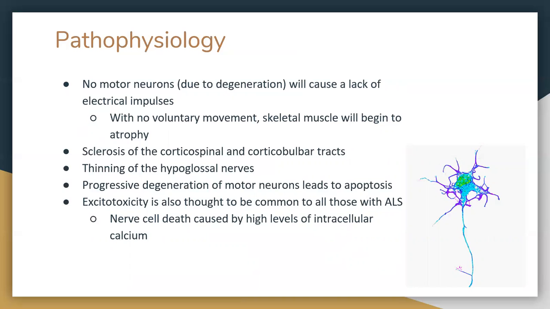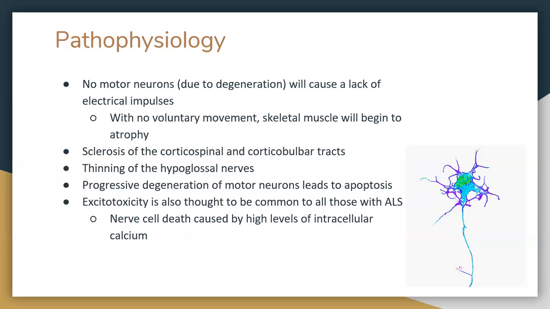And the cortical spinal tract is a white matter motor pathway controlling the movement of the limbs and trunk, whereas the cortical bulbar tract is a neural path that unites the cerebral cortex with the cranial nerve nuclei in the brainstem, which is involved in motor function. It can also cause a thinning of hypoglossal nerves, and the hypoglossal nerves control the tongue. And with a lack of control of the tongue, individuals can have difficulty speaking or eating. It's also a progressive degeneration of motor neurons, which can lead to apoptosis.